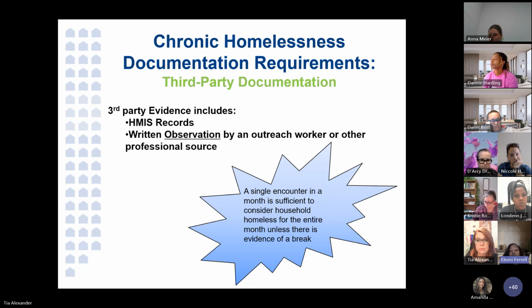If you are using third-party documentation other than an HMIS record, please upload it in the client's BI SPDAT file where the coordinated entry staff will review. A single documented encounter in a month is enough to count the whole month, unless there is evidence of a break of 7 days or 7 nights or more.